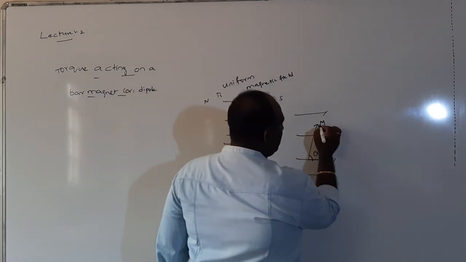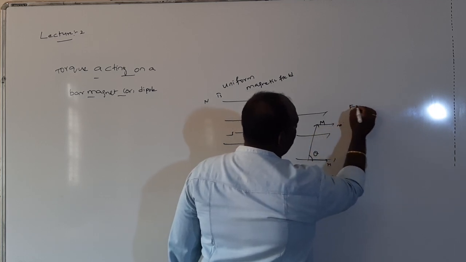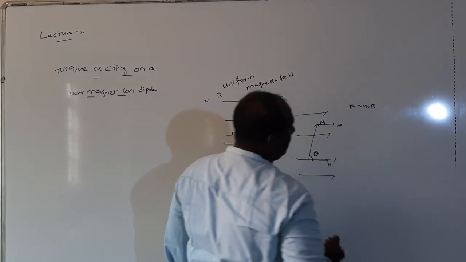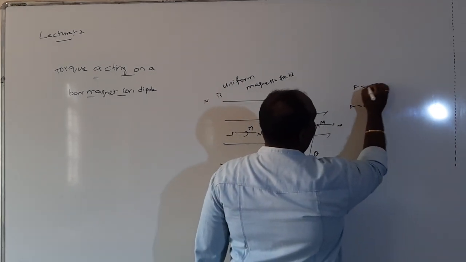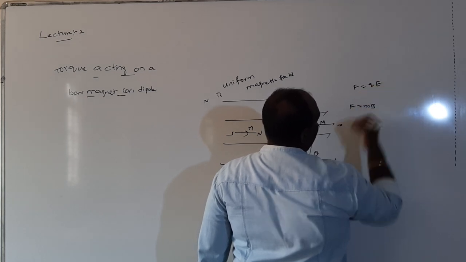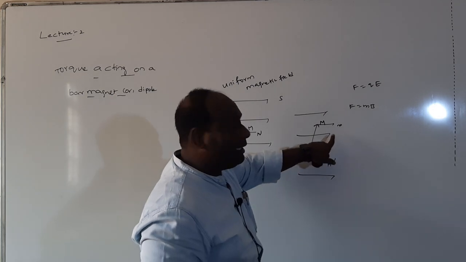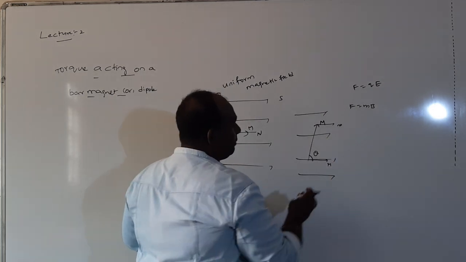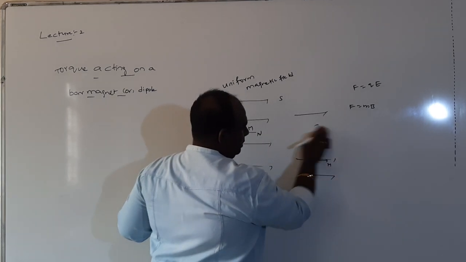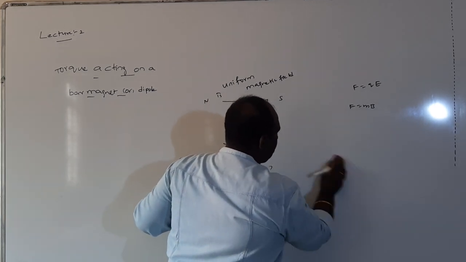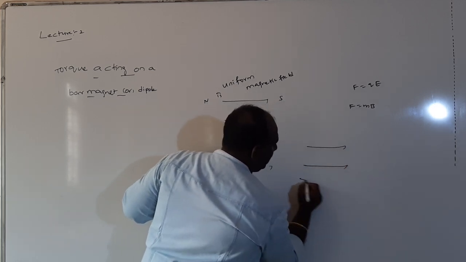On this pole a force acts, that is F equal to mB. In the case of an electric field, what is the force acting on a charged particle? F equal to QE. In the same manner, the force acting on a pole in a magnetic field is given by the formula F equal to mB. Now, clearly, this is a uniform magnetic field.